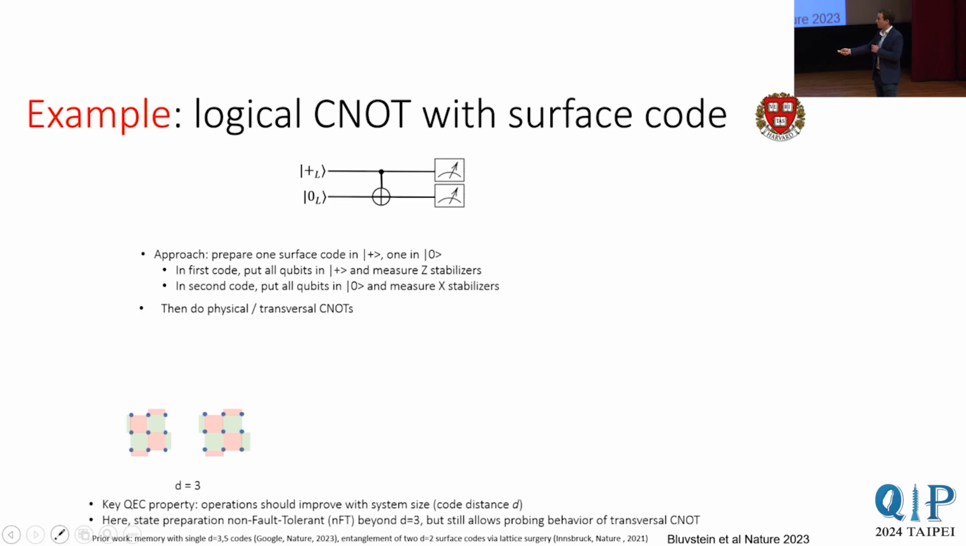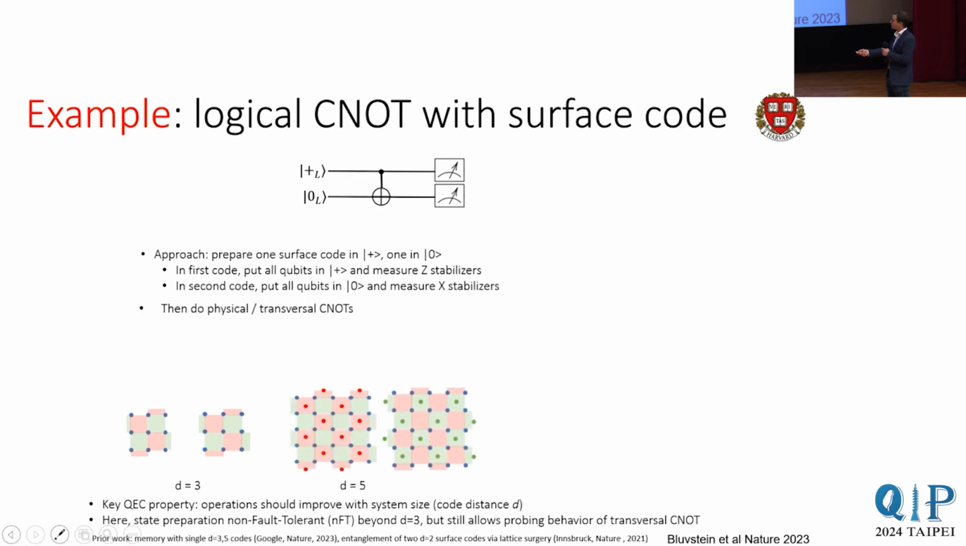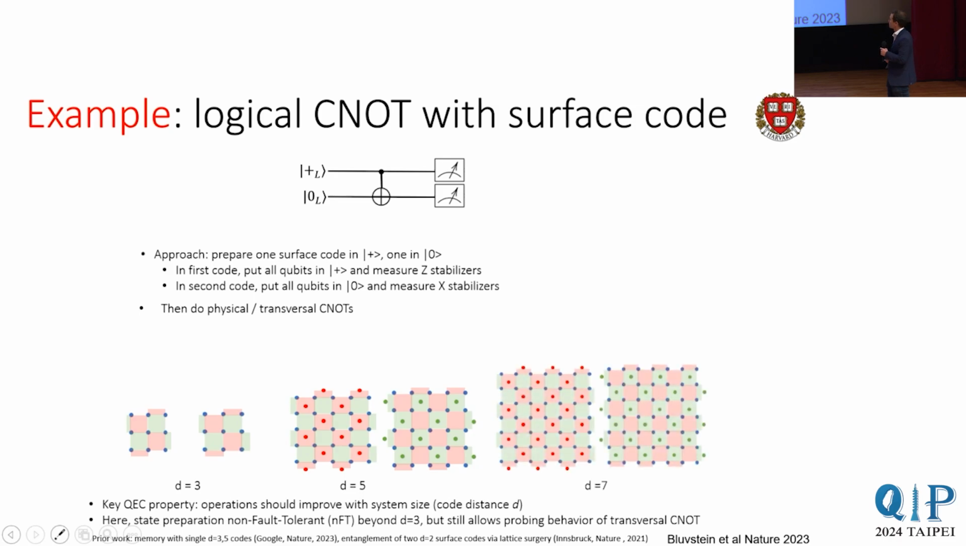A really important quantum error correction property, as I mentioned previously, is that you would really like to see operations improve with code distance. There was a really beautiful experiment done by the Google group very recently, where they showed that they can suppress errors of the idling operation, or the coherence, by increasing the size of the lattice. There's also really nice work entangling two distance 2 surface codes from ions using lattice surgery. And here we study going from distance 3 to distance 5 surface codes, and then also to distance 7, entangling them with this transversal CNOT.